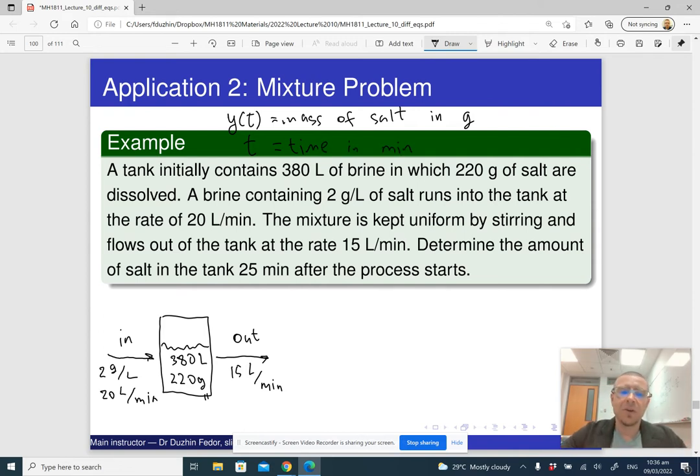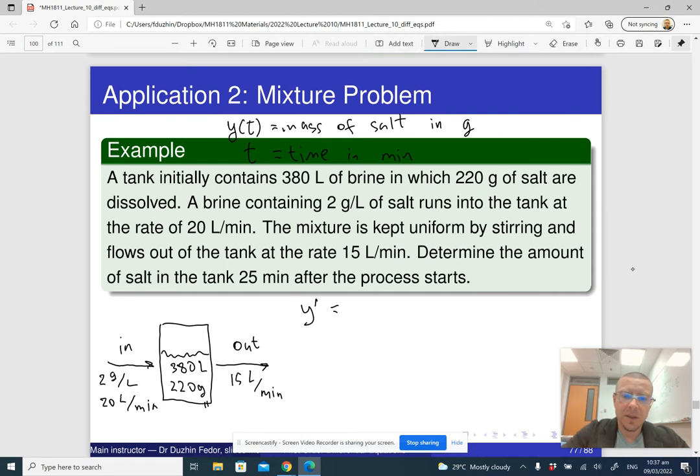Basically this inflow and outflow provide us the rate of change of the mass of salt. So now the derivative of the mass of salt, y prime, is the rate of change. And the rate of change is made out of two terms, the flow in and the flow out. So let me write it: in minus out. The rate of change of the amount of salt is some salt flowing in minus some salt that is flowing out.